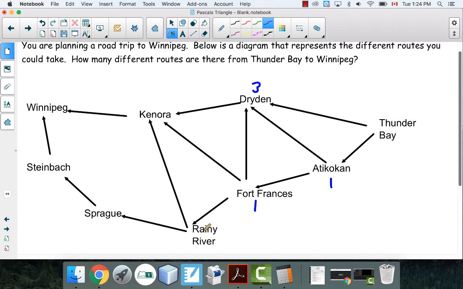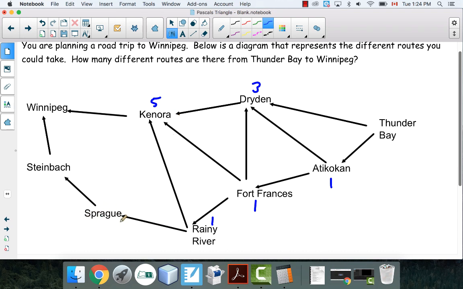Let's do Rainy River next. So Rainy River, the only way I can get there is straight along this pathway. There's only one way in, and that's from Fort Frances. So there's one way to get to Rainy River. Kenora, though, let's look at Kenora now. So I have one pathway out of Rainy River, that's one. I have one pathway out of Fort Frances, there's another one. And then 3 out of Dryden. So Kenora actually has 5 different ways of getting into it. One from Rainy River, one from Fort Frances, and 3 pathways from Dryden.